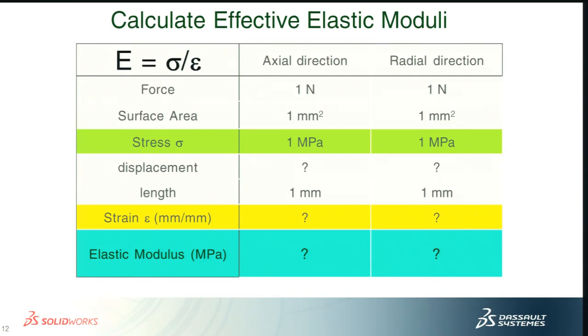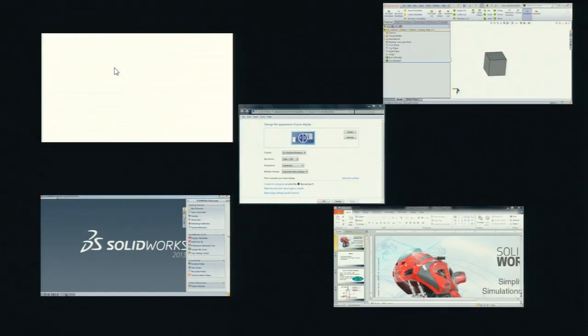We already know a lot of what we need for this calculation. We know the force, we know the surface area, so we already know the stress. This is a simple bar example, and the stress is 1 MPa. What we don't know is the displacement, but we know the characteristic length that we can use to solve that displacement. Then we'll use that information to determine strain and ultimately the elastic modulus. Okay, let's get into SolidWorks.